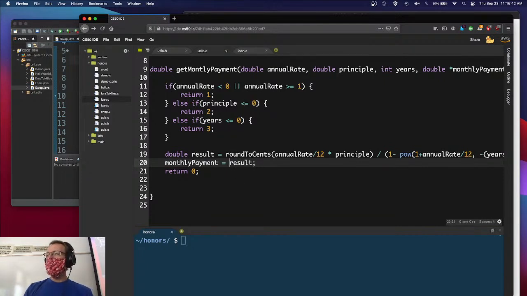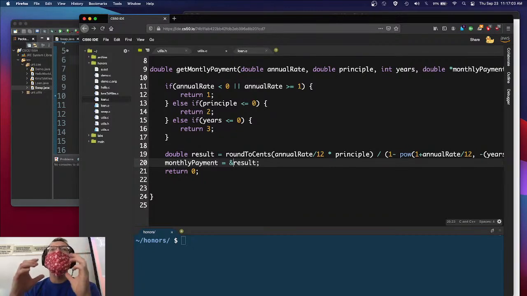I could have also done this, or could I have? Monthly payment is a pointer. Ampersand result, that changes the regular old variable into a pointer variable. But is this going to work? Where does result exist?